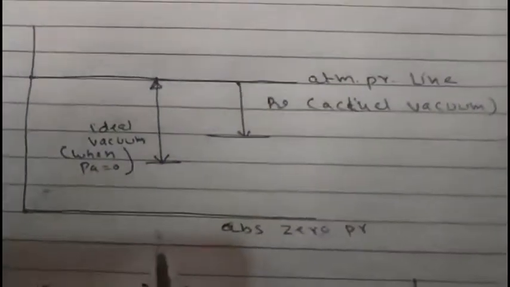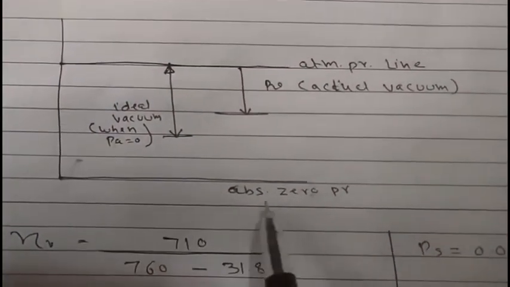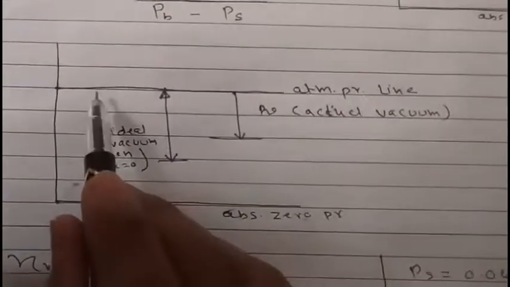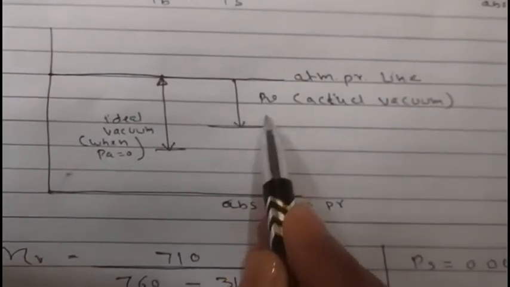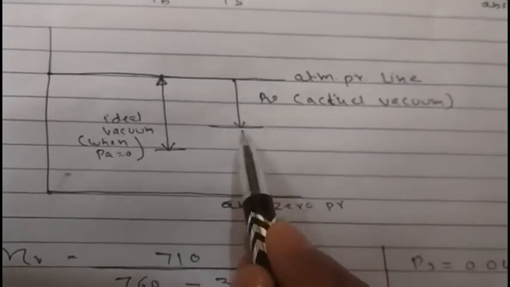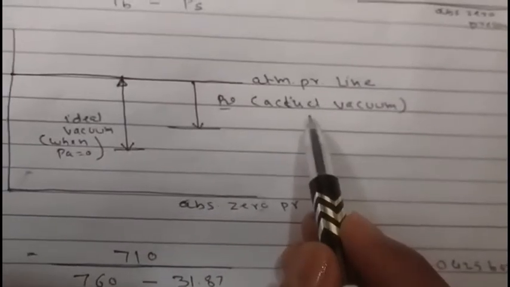You can look at this diagram. The bottommost line represents the absolute zero pressure line. Then this line represents the atmospheric pressure line. We know that the pressure below atmospheric pressure is called the vacuum. So this is the vacuum, that is shown by the vacuum gauge reading. So this is the actual vacuum.